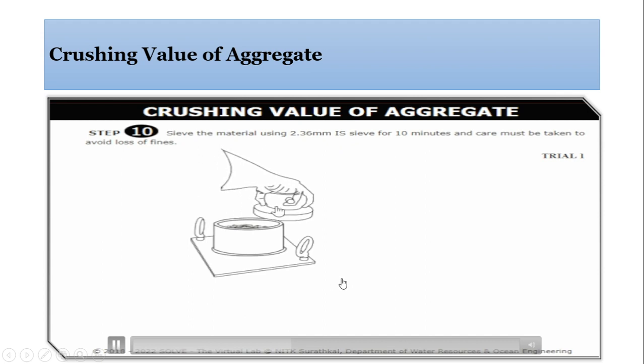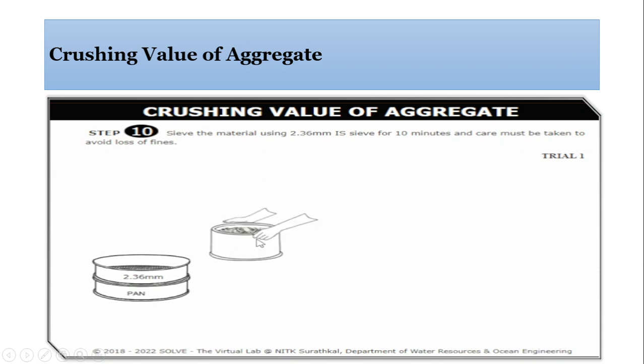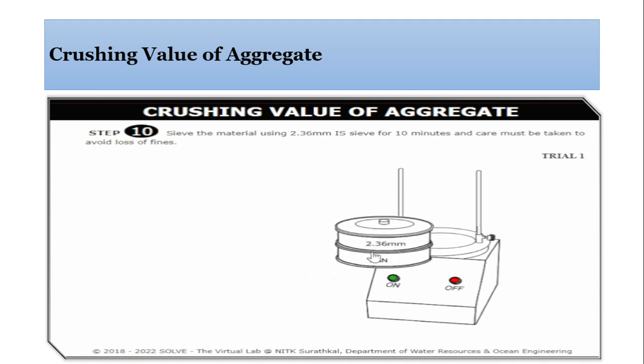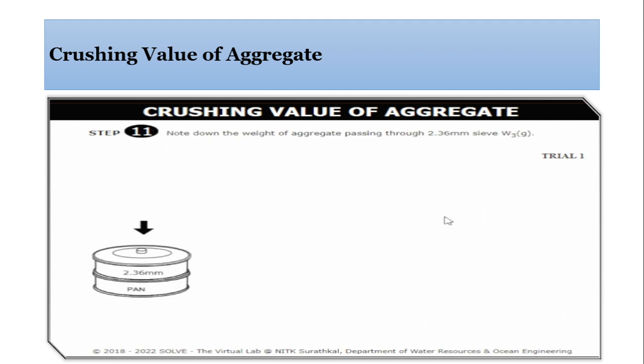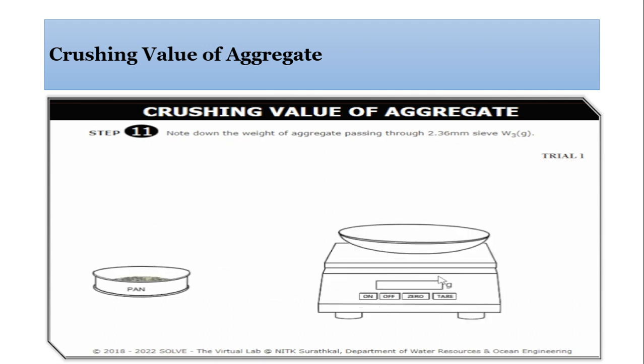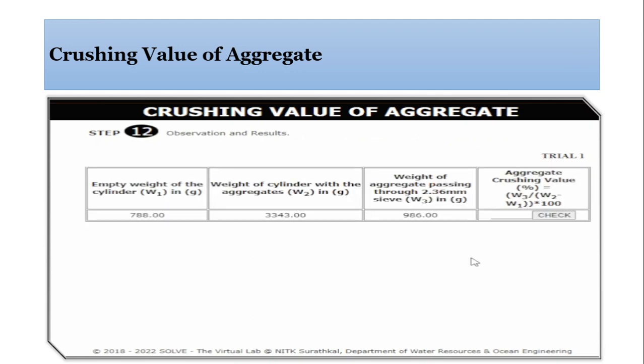Remove the plunger. Take the 2.36 mm sieve. Put the crushed sample on that sieve and shake it for 10 minutes or for a certain time. After shaking, see how much particle is retained on the 2.36 mm sieve and how much is retained on the pan. We measure that. So we measure the aggregate passing through 2.36 mm. That weight is given below.